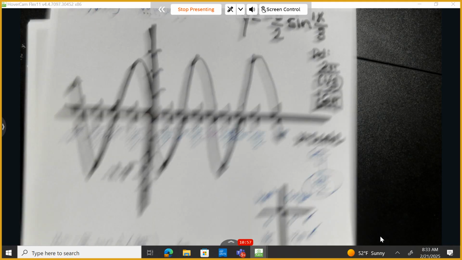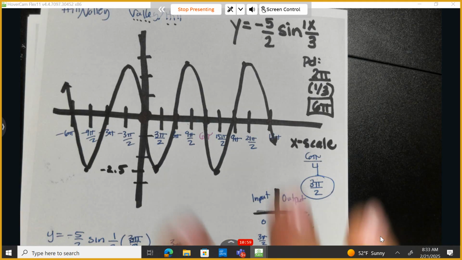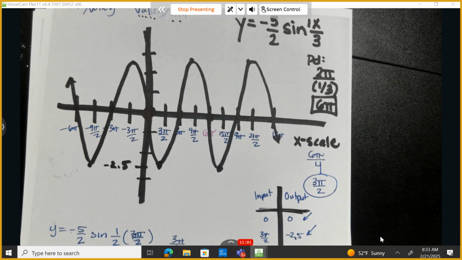If I asked you to evaluate this function without a calculator, but using this graph at 3 pi over 2, what would be the outcome? Negative 2.5. Thank you. Adriel, can you please evaluate for me at 9 pi over 2? It'd be positive 2.5. Okay. Luis, can you please evaluate for me at 6 pi? 0. Byron, can you evaluate for me at negative 3 pi? 0. Yeah, you got it.